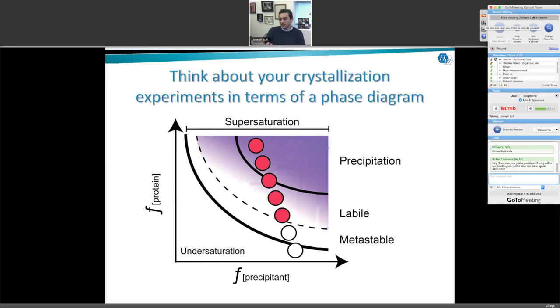UV fluorescence is another way to tell. Salt crystals typically won't have a UV fluorescence signal, whereas protein crystals, if the protein contains tryptophan, will give off a UV fluorescence signal most of the time. So there are a number of different ways that you can distinguish between the two outcomes.